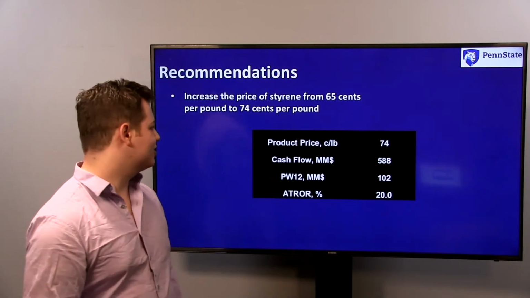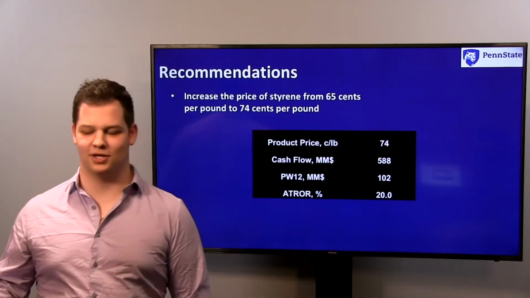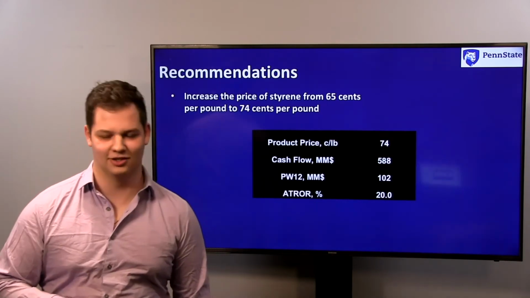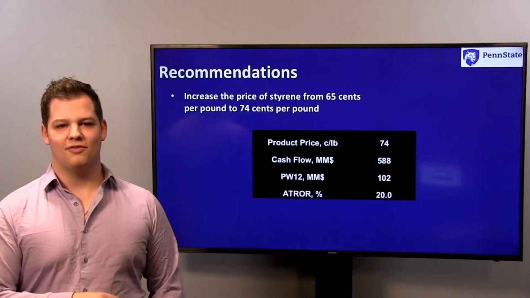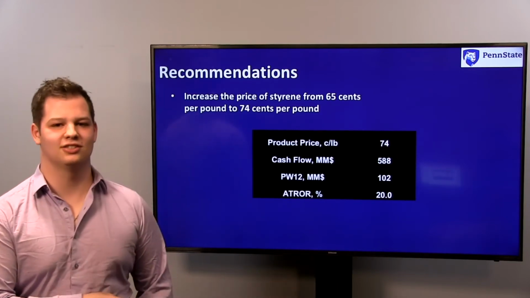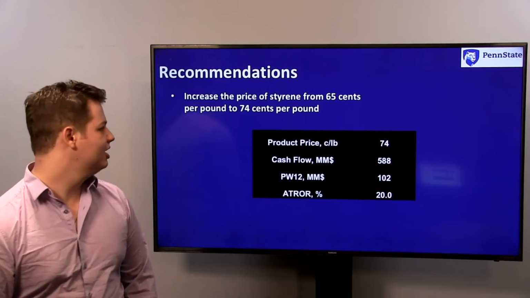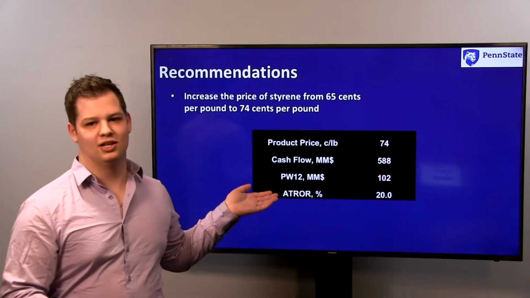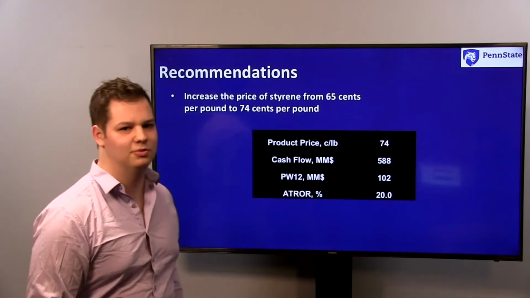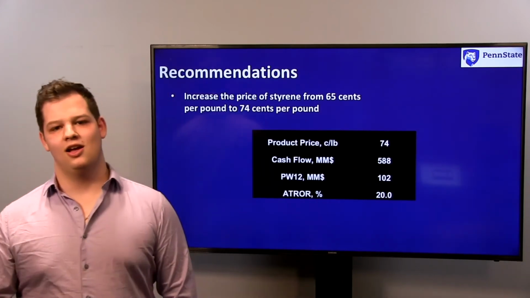So the main one is actually the styrene price. As many of my group members have mentioned, the styrene price is fluctuating throughout the years. To make profit for our plant, we would actually need about a 57% increase in styrene price. So this is going from, as we can see, 65 cents per pound of styrene to 74 cents per pound of styrene.